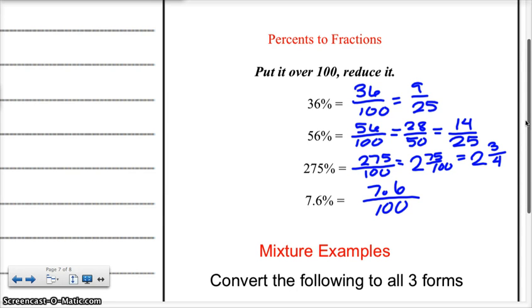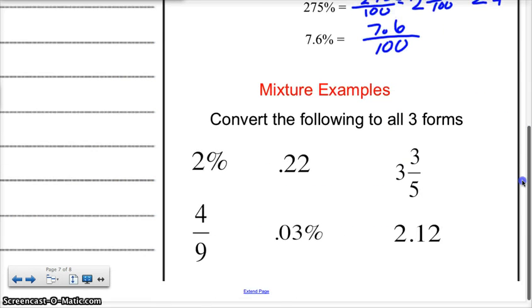Okay. And then we got mixture examples. I want you to go through and convert them into all 3 forms. So here I have percent, so I want it converted into a fraction and a decimal. I want this converted into a decimal and fraction, and so forth. So you should have all 3 forms of the rational representation.